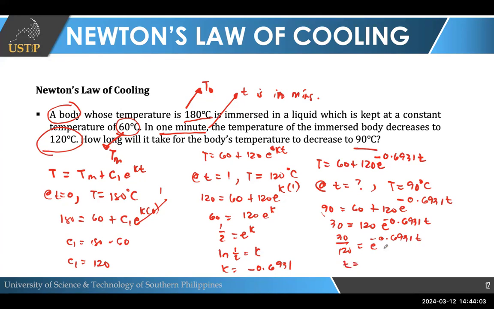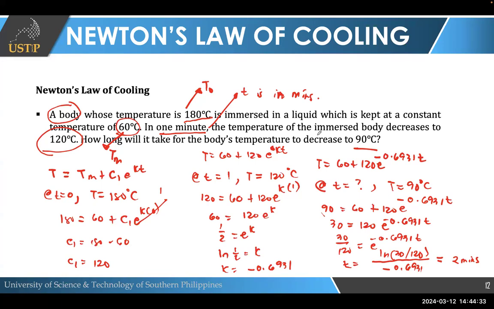T is equal to, kung naka-ln na siya, ln of 30 over 120 divided by negative 0.6931. Okay? So, the answer should be a positive value, no? 2 minutes. Okay? Ato na lang i-approximate. So, the answer is 2 minutes. Meaning, for the body to reach or to decrease to 90 degrees Celsius, it will take 2 minutes.